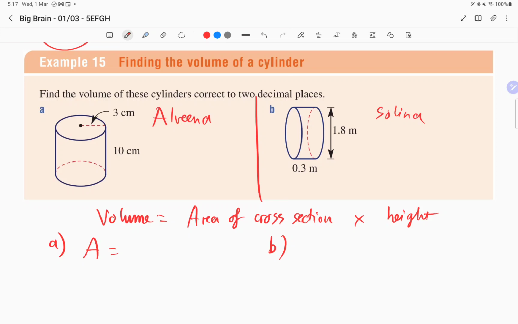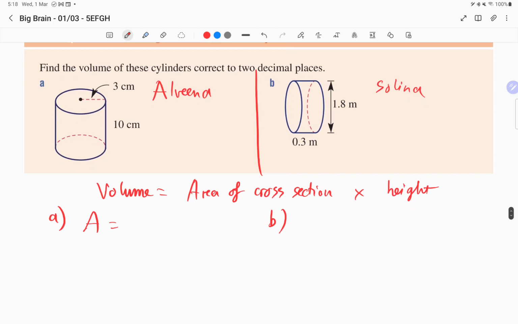Okay, what's your answer, Alvina? 282 point is correct. Very good. So for question A, its area is pi times radius squared times the height, which is 10. And yes, that is 282.74 to 2 decimal places.